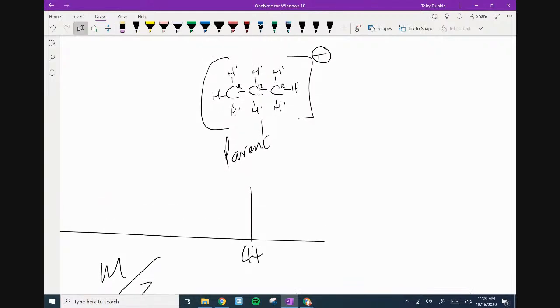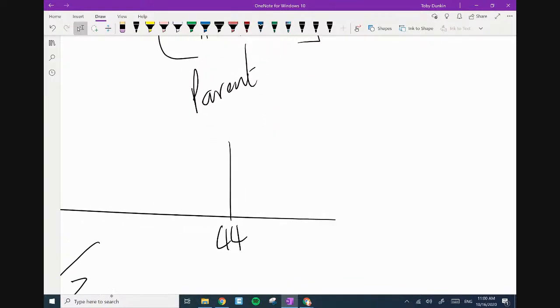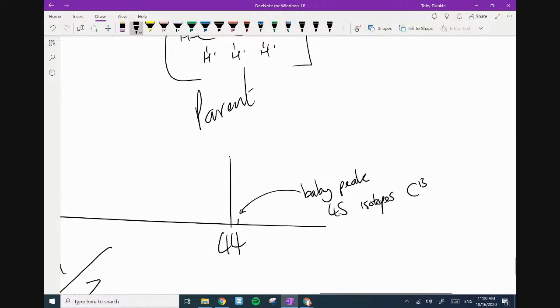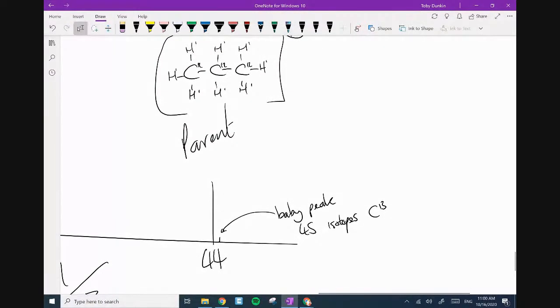Now, just to let you know, every now and again, you will see a tiny baby peak at 45. Now, the reason for that is isotopes. Most commonly, carbon-13. Carbon-13 is relatively common. So you will get a tiny peak, but it's not the molecular ion peak. It is the parent ion peak.